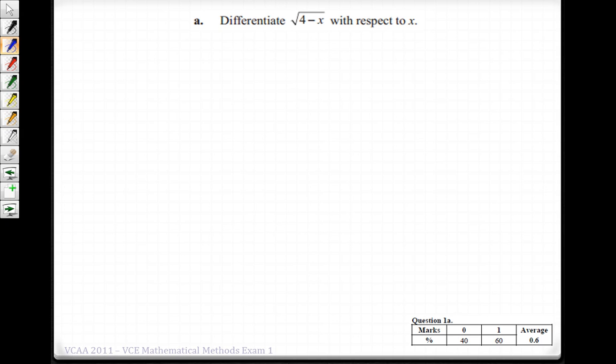Alright, so question 1a is to differentiate the square root of 4 minus x. So first of all, let's identify this as needing the chain rule. So we need to find an inner function and an outer function. So I'm going to start off by letting u, our inner function, equal 4 minus x.